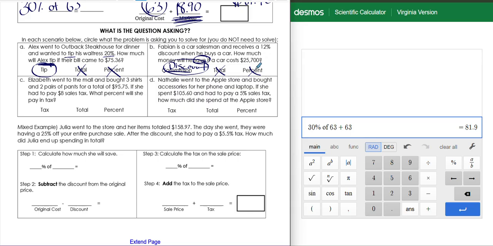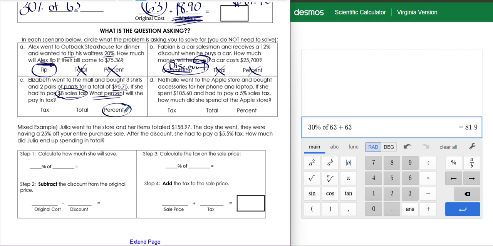Elizabeth went to the mall and bought 3 shirts, 2 pairs of pants for a total of $95.75. If she had to pay $8 in sales tax, what percent will she pay in tax? So we're actually told the tax. We could find the total, but that's not what it's looking for. It's saying what percent will she pay in tax?